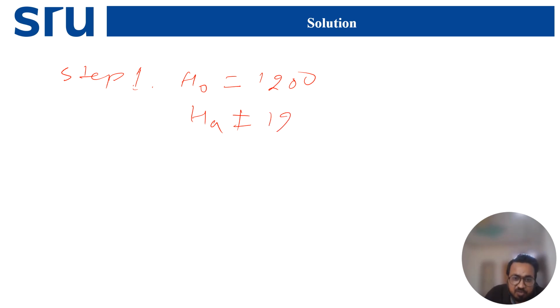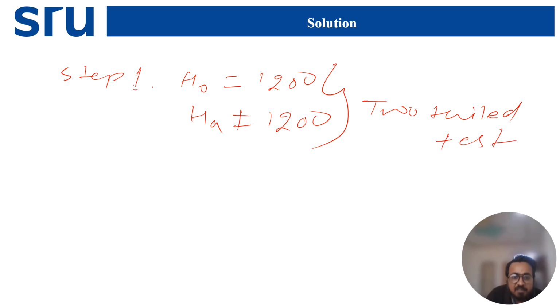This is equal to 1200, right? H naught: mu equals 1200. HA: mu not equal to 1200. Now, as these are given in the equality form, will this be a one tail or two tail test? This will be a two tailed test, right? Why? Because you can see that the null hypothesis is given in the form of equality. That means it has both possibilities, either less than 1200 or greater than 1200. That's why this is a two tail test, right?